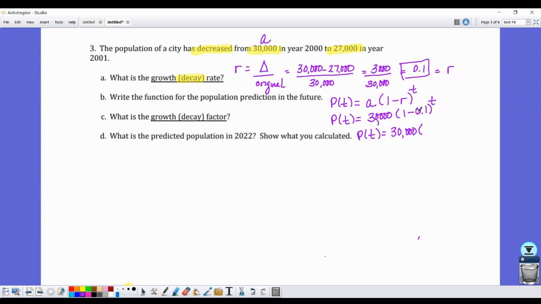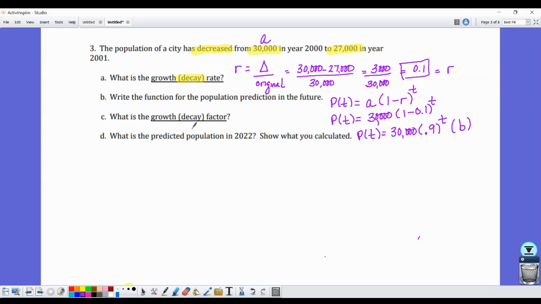And let's see, 1 minus 1/10 is 0.9 raised to the t power. So here's my answer for part B. The function for the prediction of the future. And we see that we are decreasing. We're from 30,000 down to 27,000. So it's going to just keep decaying.